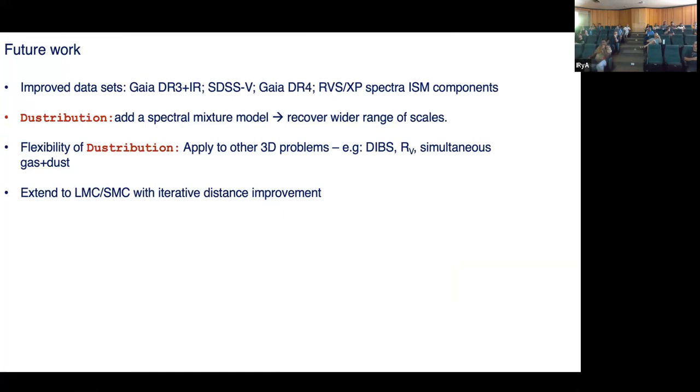So where are we taking this now? Like I said, there will be a reprocessed catalog coming out from the CUA team, which will combine DR3 and infrared. And then, of course, SPSS5 is something we're really looking forward to. It will have a lot of good spectral information, hence be able to derive better extinction parameters.